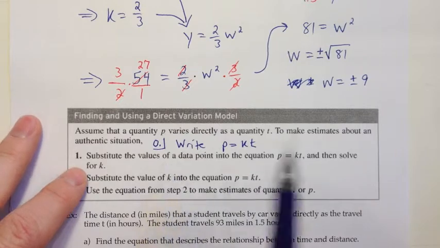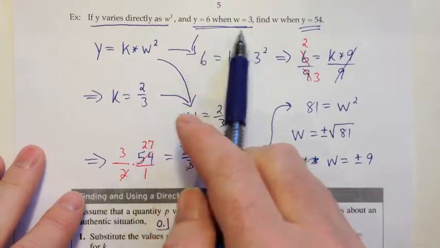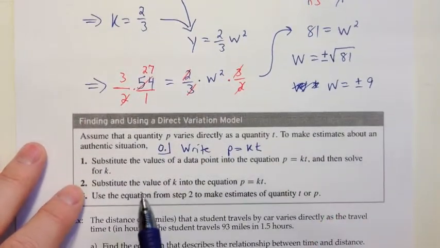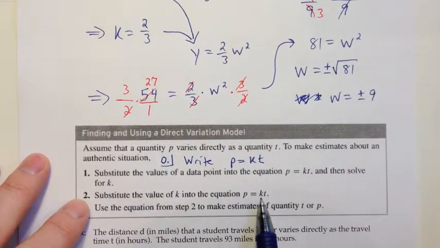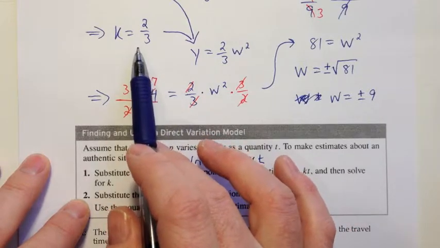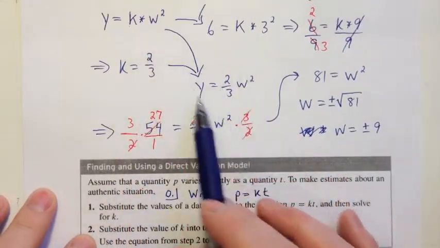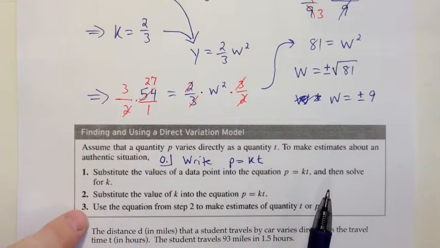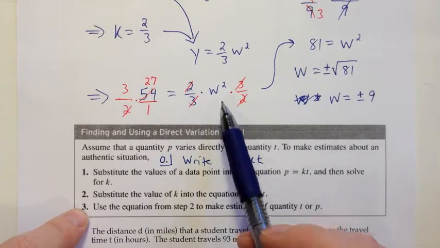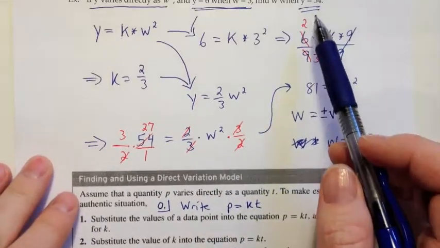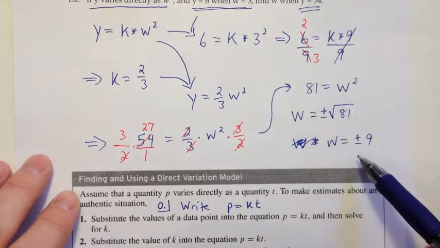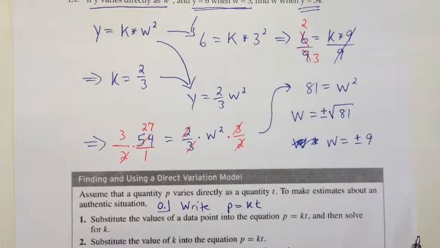because whenever they say we have direct variation, you would do k times that variable. And then what they're saying is if you're given some values like we were the 6 and the 3, then you want to plug those in to figure out what the k is. Once you've figured out what k is, substitute that into your equation. So once we found the k was 2/3, we plug that into the equation to get this format. And then once you have that equation, they're saying in step 3 here you can start using that to make predictions. And we did that when they told us that y was 54. We plugged that in and we solved for the w. And then again in this one we had to be careful to remember to give both the positive and the negative value when we took an even root.